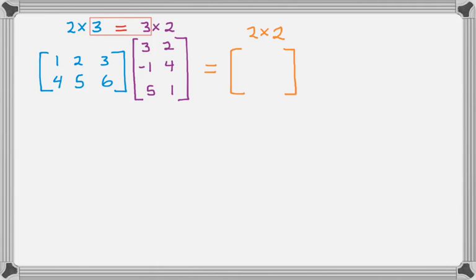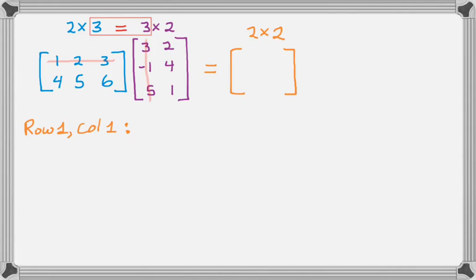So let's see if we can figure this out. Matrix multiplication is done what I call row by column. To get the element that's in row 1, column 1, of the product matrix, a 2 by 2 matrix, I'm going to take row 1 of the left matrix and column 1 of the right matrix, and you multiply corresponding elements. So first times first, then you add, plus second times second, plus third times third.